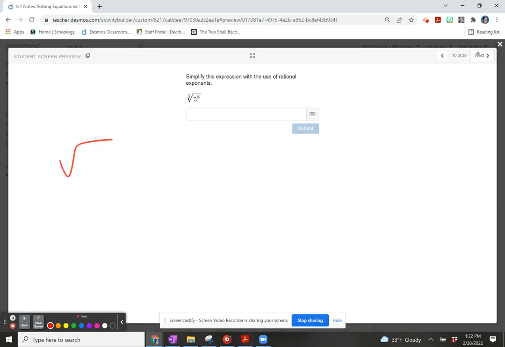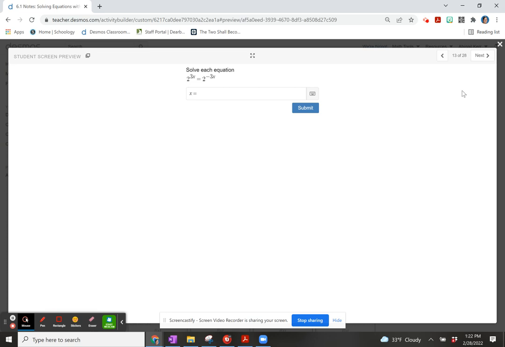Same idea here. This is the cubed root of 5 to the 8th power. Keep the 5, move the 8 up, and keep the 3 on the bottom. So I'm going to skip these because they're the same idea. Now, on slide 13 is when we really get into the algebra part.